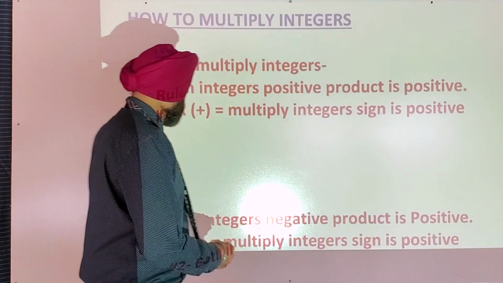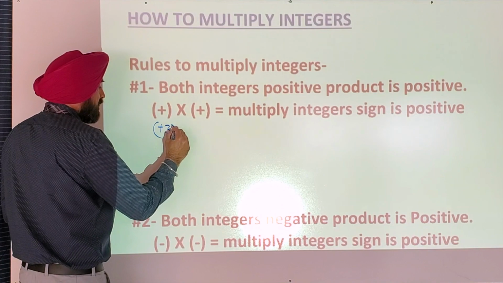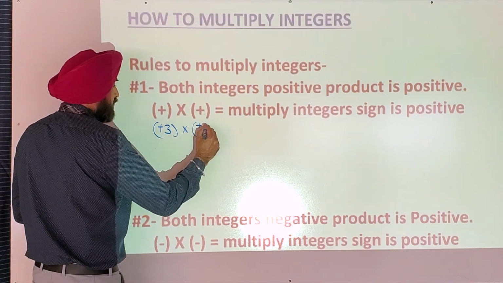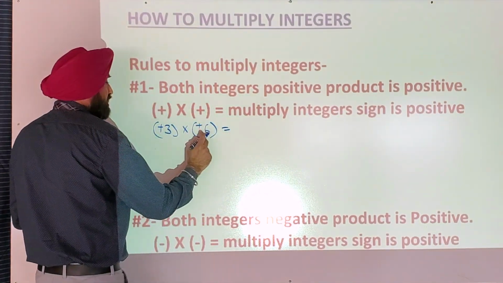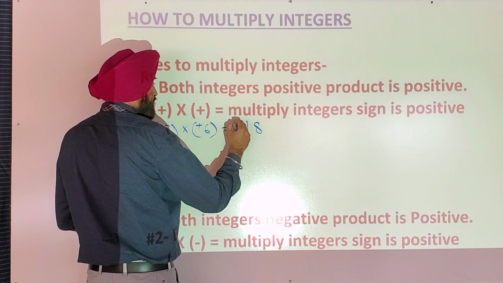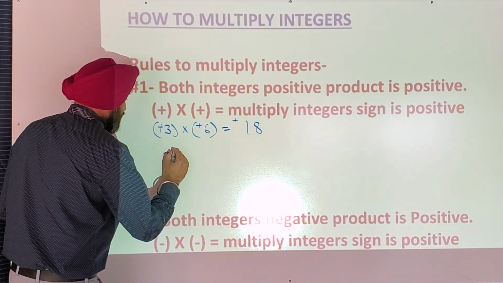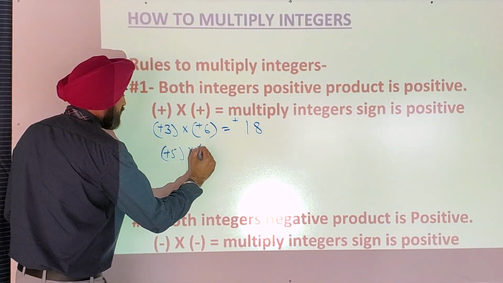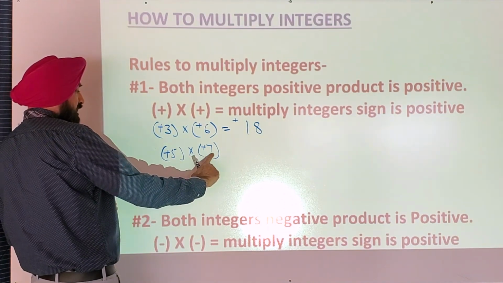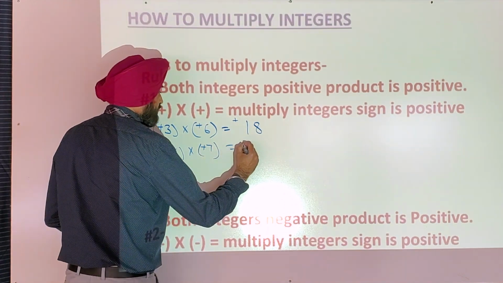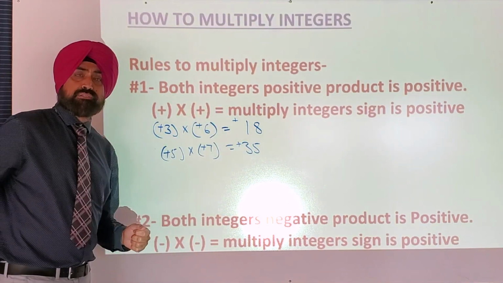It's very simple. For example, if I do positive 3 times positive 6. So what should we do first? Multiply integers. So 3 times 6 is 18 and the sign is positive. For example, positive 5 times positive 7. So multiplication. What do we do first? Multiply. 5 times 7 is 35. Both integers are positive, the product is also positive.